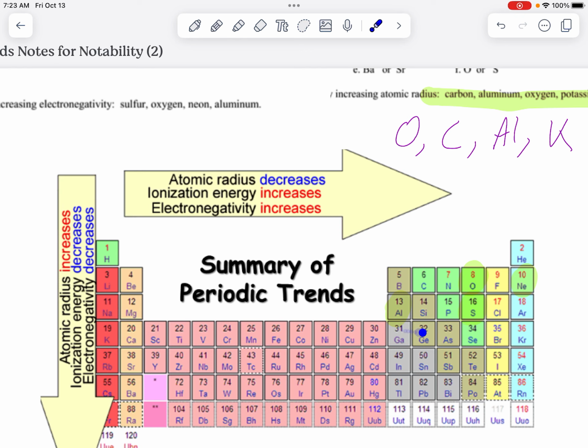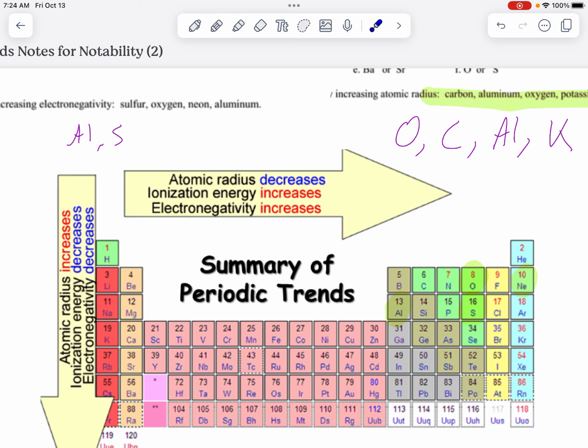And then they're next to each other on the same period, so I need to look up here. Electronegativity gets bigger as we go this way. So sulfur would be more electronegative. So aluminum then is my weakest, right? It's furthest down and furthest to the left. So aluminum is first, and then sulfur.